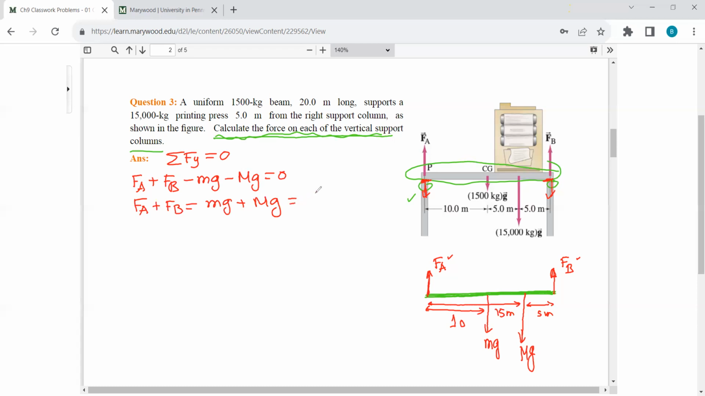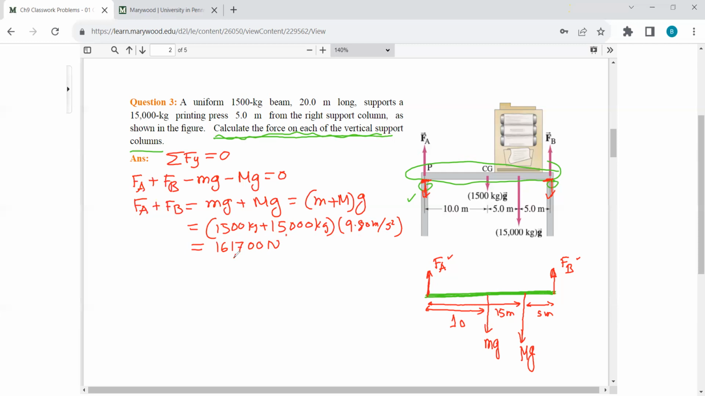Okay, or M plus M times the gravitational force, and then this is 1500 kilogram, and this is 15,000 kilogram, and this is 9.80 meter per second square. So this gives us 161700 Newton. Okay, so this gives us very important information.